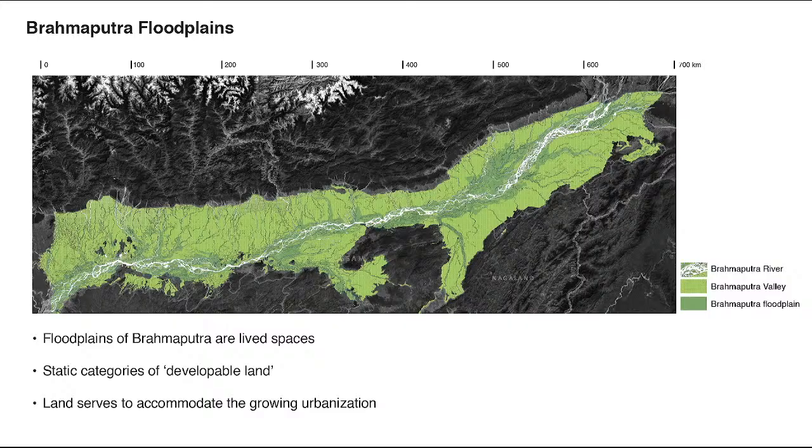And there is a certain logic to it, because when you make it developable land, it aligns with investment priorities or infrastructural blueprints. So today, a new relationship between the river and the floodplains and the community has been forged. And increasingly, land is being used to accommodate the growing urbanization of Assam. And in that regard, land becomes very precious, which has to be saved from water.